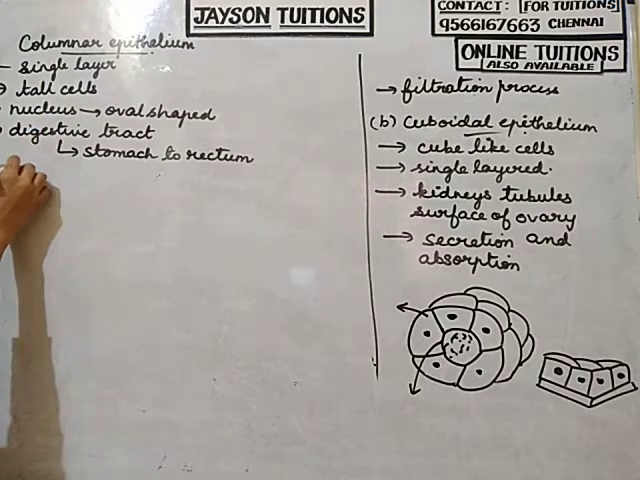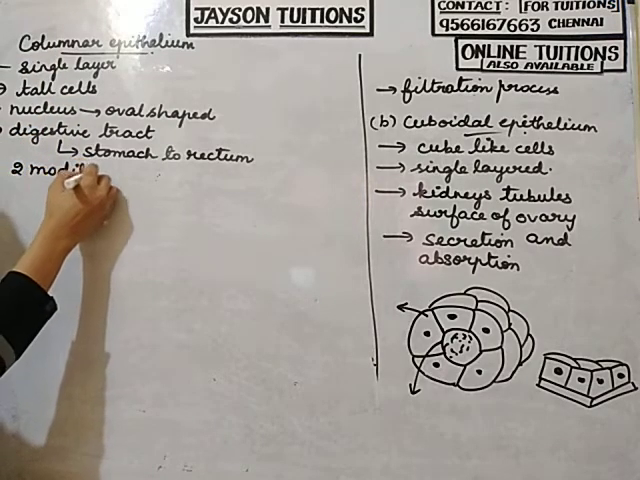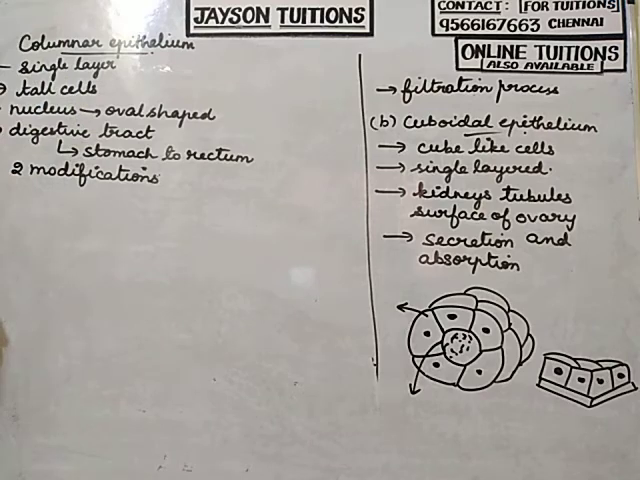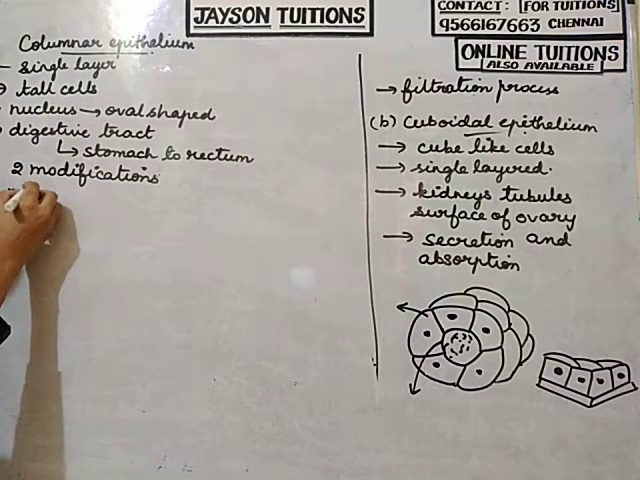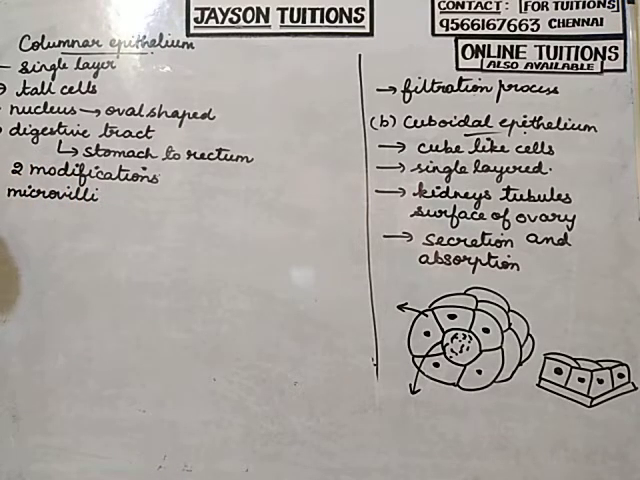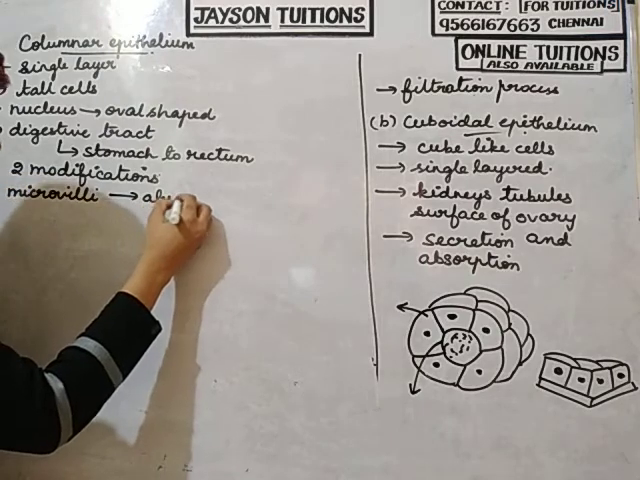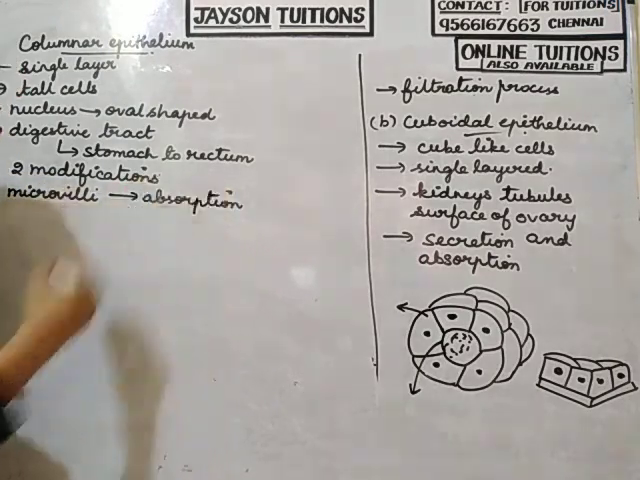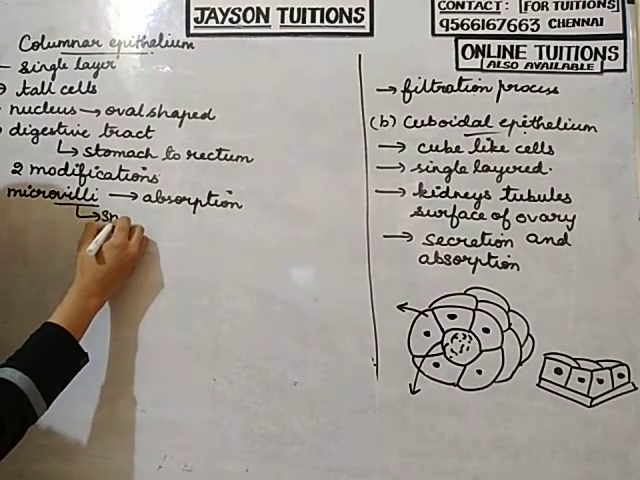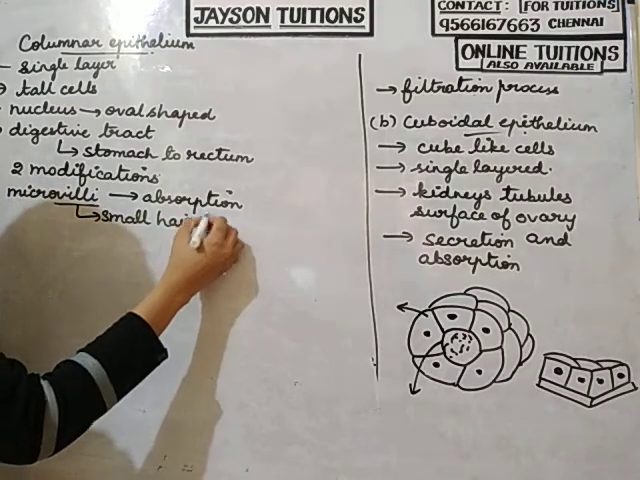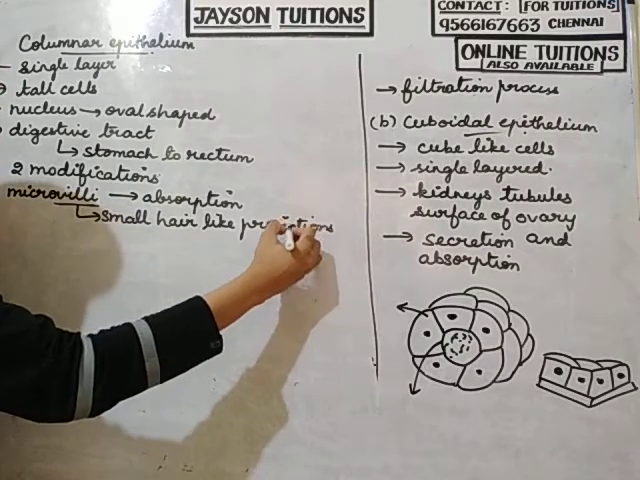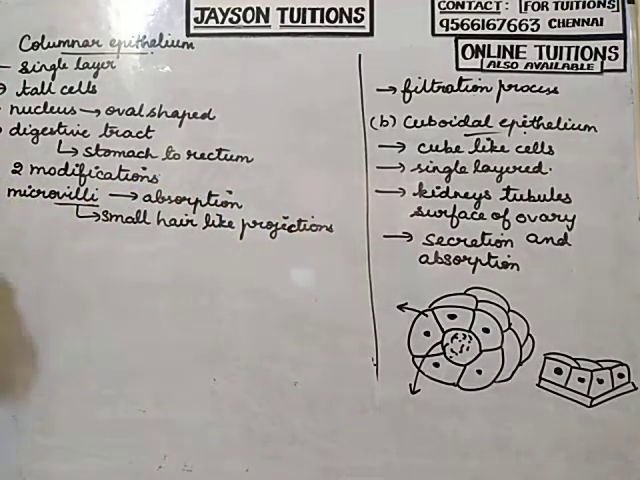In this columnar epithelium, there are two modifications. Two modifications means two types of columnar epithelium cells are produced. In one type of cells, microvilli will be present. Microvilli are helpful in absorption. Villi means thread-like structures. Microvilli means small hair-like projections, seen in some cells. That will help in absorption.